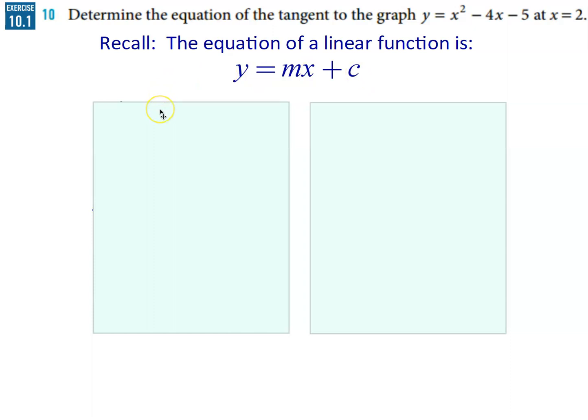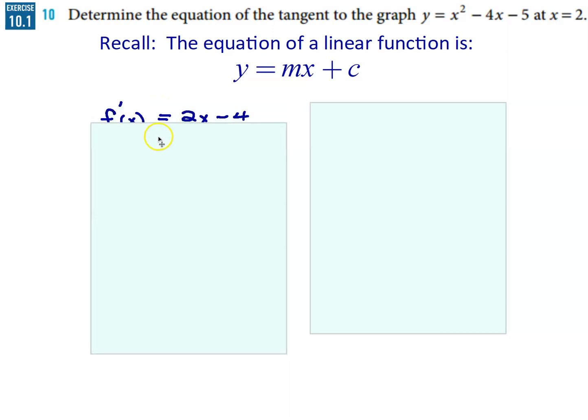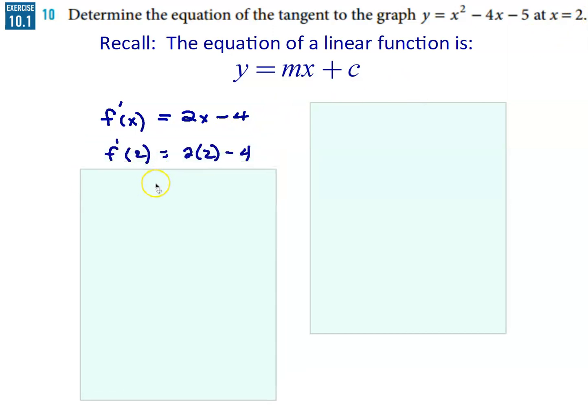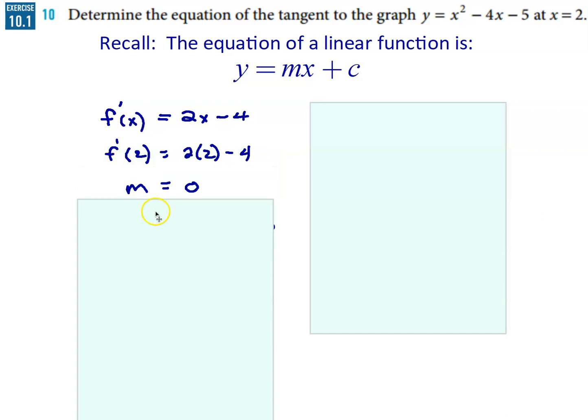The first thing we're going to do is find the gradient. To find the gradient, I first have to find the derivative of that function. The derivative of x squared is 2x, and the derivative of minus 4x is minus 4. We're given the value of x, so I substitute that in, and that tells us the gradient of the function at that point is 0, which you might recall means the tangent is a horizontal line.